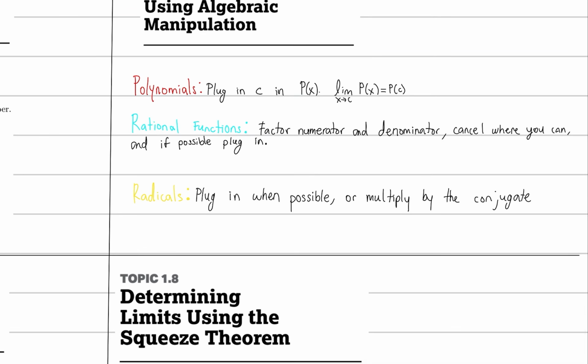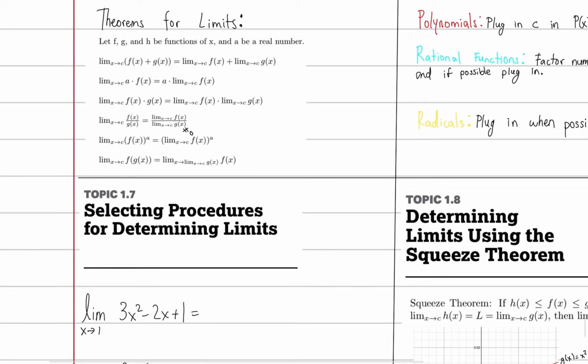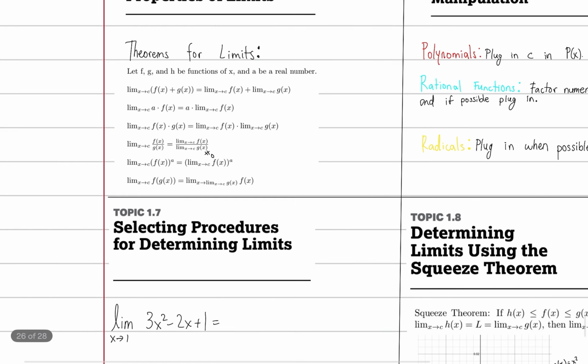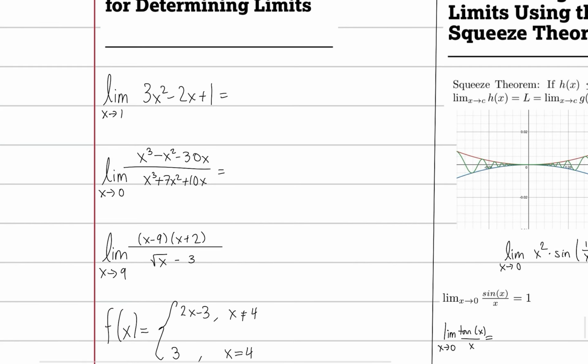Now, for radicals, you can just plug it in whenever it's possible because the limit of a radical is just plugging it in. But if you have it in, say, the denominator, you're going to have to multiply it by the conjugate. Now, topic 1.7 allows us to combine 1.5 and 1.6 and actually solve some limits.